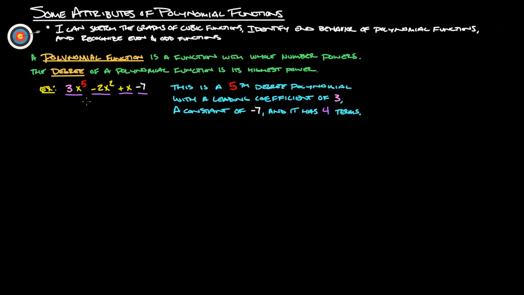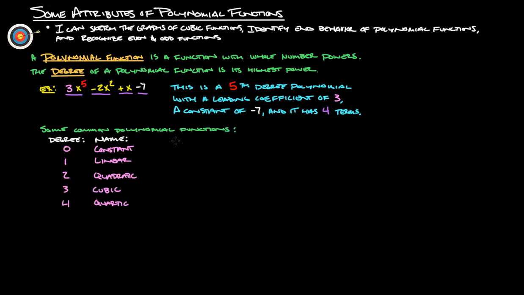And the leading coefficient, since this is our highest power, would be 3. It's got a constant of -7 because it's got no x with it, and it has 1, 2, 3, 4 terms. This is a polynomial function, and it's got whole number powers: 5, 2, 1, and 0. It wouldn't be a polynomial function if this was like 5 halves or 2/3, something like that.